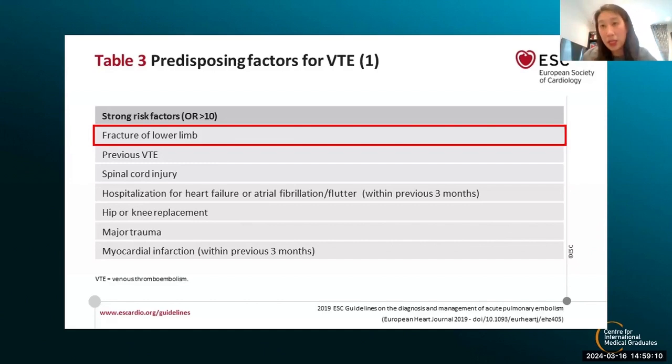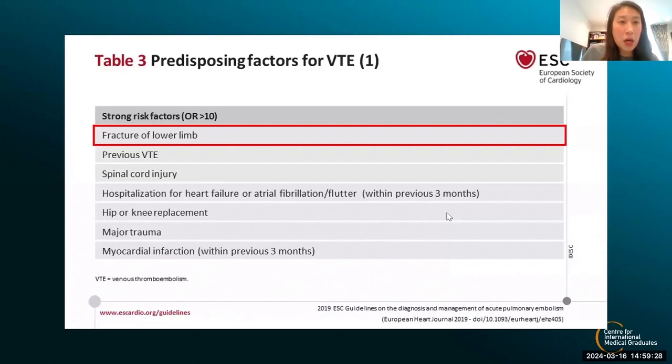Maybe not this patient, but don't forget to think about PE in patients who have recently been hospitalized for these conditions. I think the more obvious things like hip or knee replacement, major trauma, are more well known, but what's less known is the fact that hospitalization also confers a risk of PE as well.